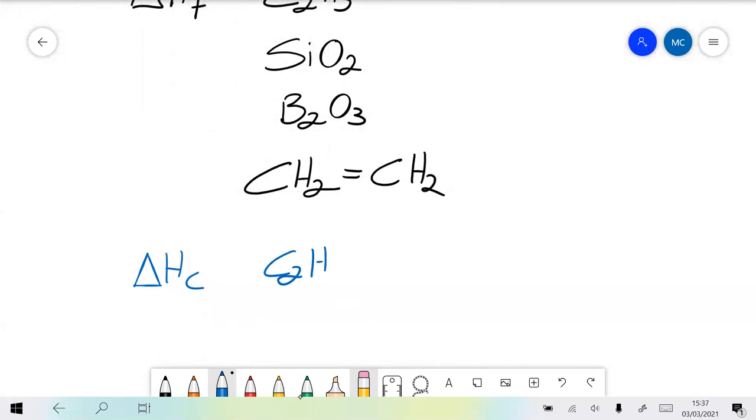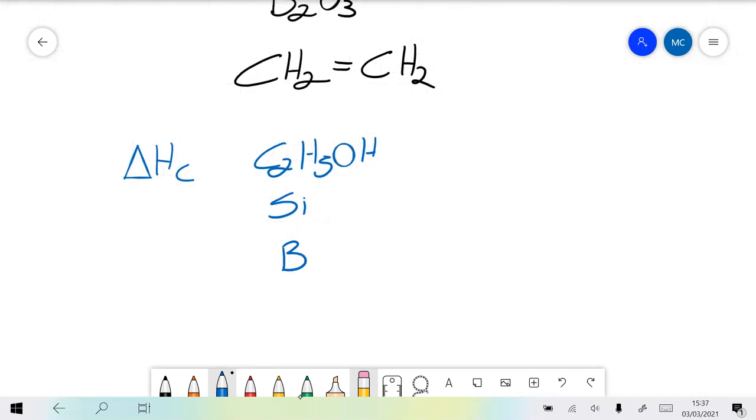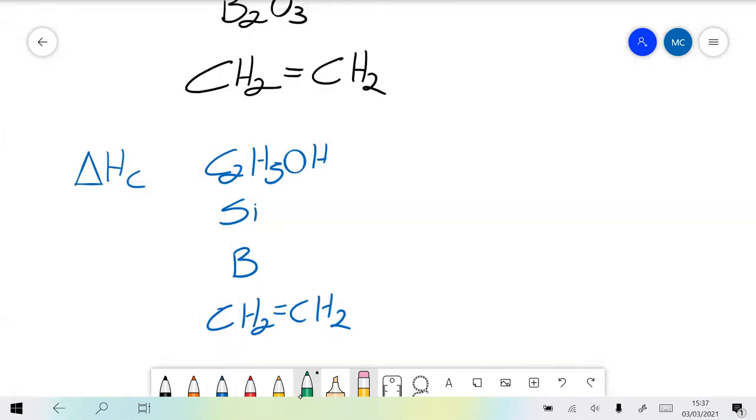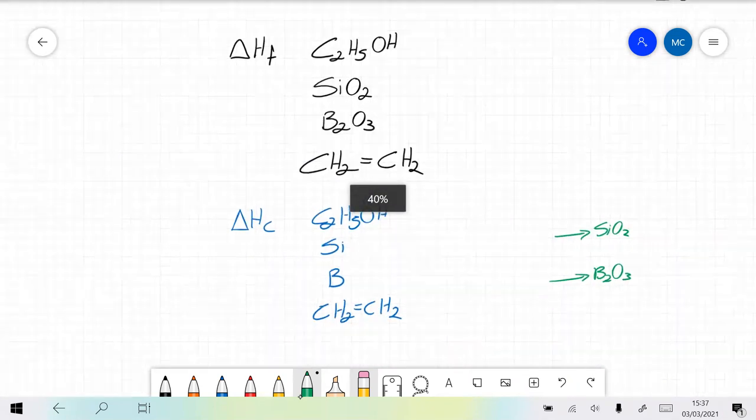Let's do C2H5OH, silicon, boron, and CH2=CH2. The products of reaction for Si would be SiO2, and boron would give B2O3. Just in case anyone might have some difficulties.